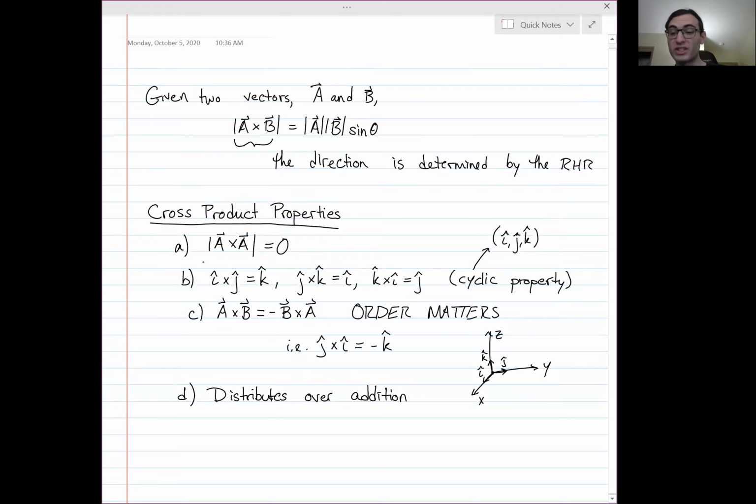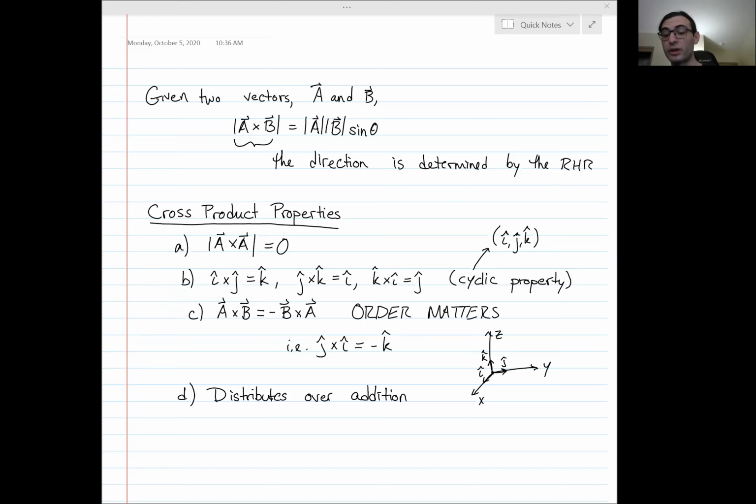A vector crossed into itself is 0 because the angle between a vector and itself is 0 and the sine of 0 is 0. Here are the properties of how the unit vectors cross. I cross j is k, j cross k is i, k cross i is j. This is the cyclic property. And you can go look at old lectures if you want more detail.